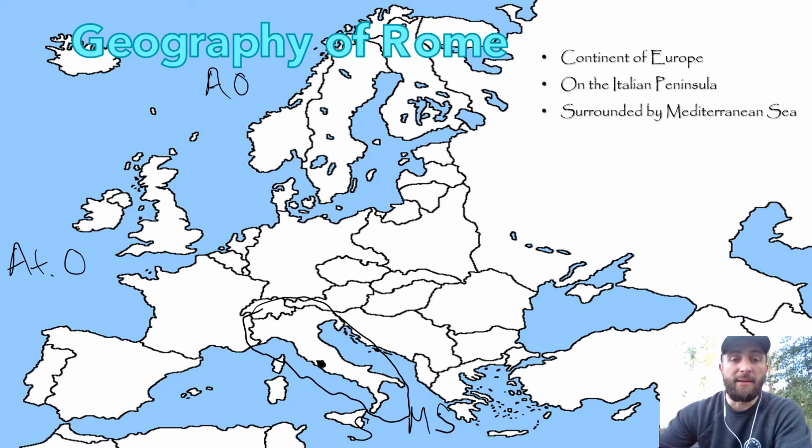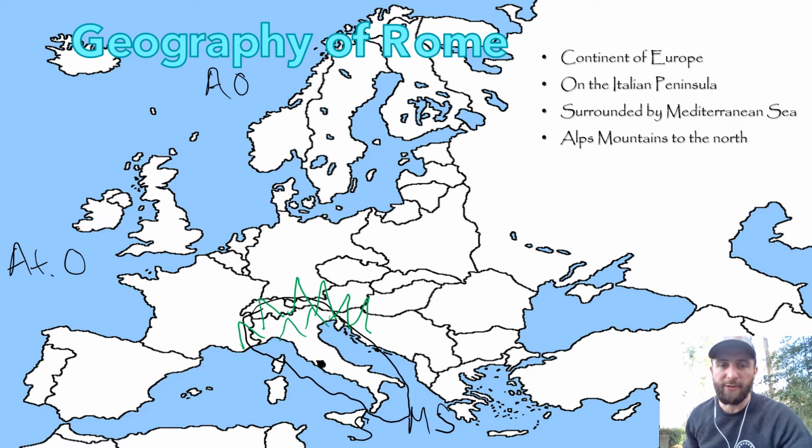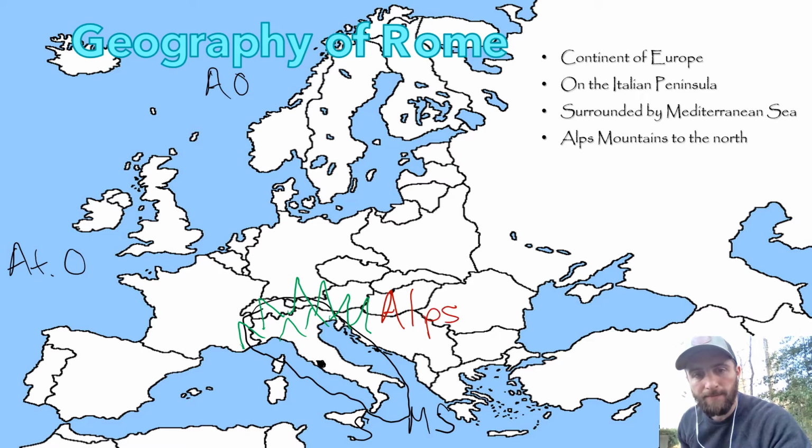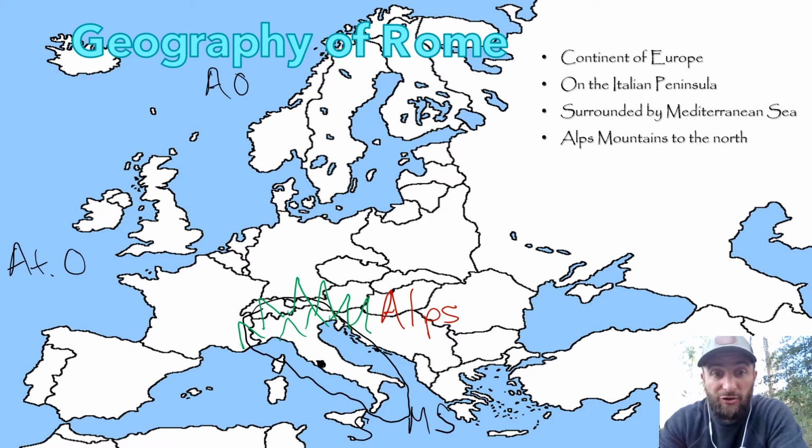Now the city, the peninsula itself, is surrounded by the Mediterranean Sea. We'll talk about some of the benefits that brought in a moment. Also, you have a mountain range to the north of Italy. All right, and this is the Alps Mountains. I'm going to draw them right here. In modern times, they form the border between the countries of Italy and Switzerland and Austria. I'm going to go ahead and label that the Alps. But again, we'll talk about the importance of this mountain range in just a second.